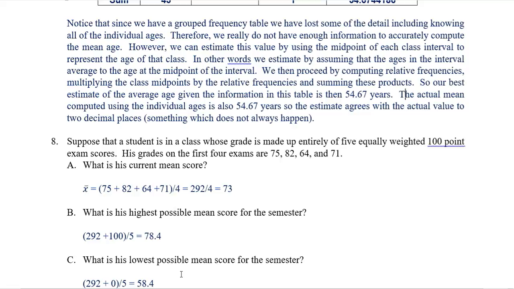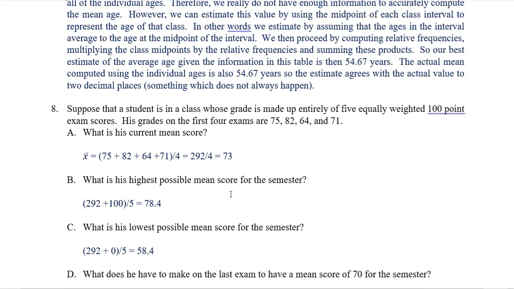So he's guaranteed at this point, assuming nothing changes in the grading policy, to make something between a 58.4 and a 78.4. Most likely, he'll stay close to his average so far, which is 73, but he could move it a little bit. So how much does he have to make on his last exam to, say, keep a 70? Suppose a 70 is the minimum C. He wants to keep a C. How much does he have to make?